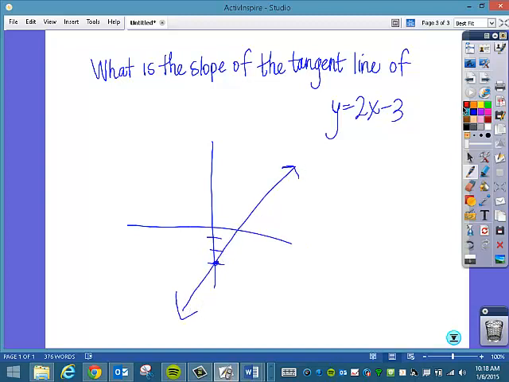So no matter what point I choose on this line, the slope of the tangent line, sorry, I should use a different color. The slope of the tangent line is going to be the same as the slope of your line itself. So since the slope is constant for this line, that means the slope of the tangent line at any point on the line will be the same as the slope of the line. So the slope of the tangent line is 2.